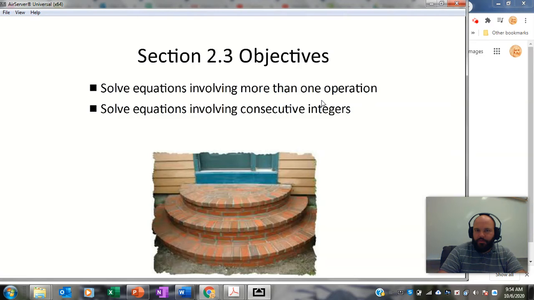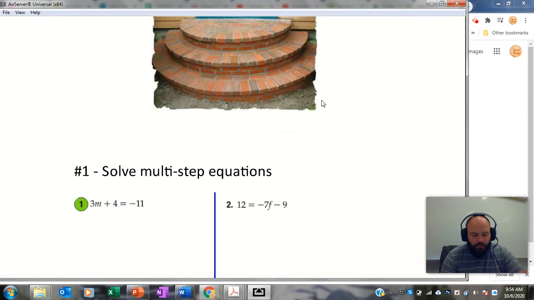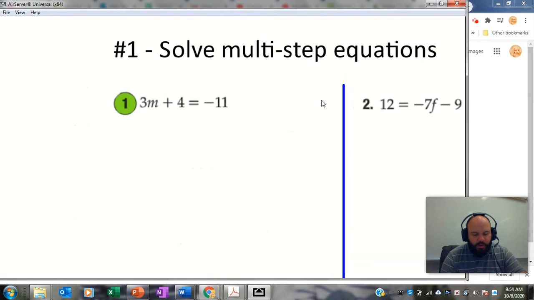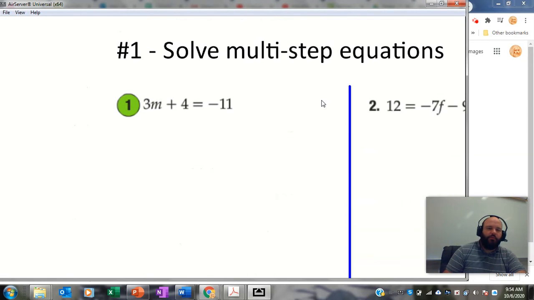So we are going to start into Chapter 2, Section 3. And Chapter 2, Section 3 involves solving equations with variables in them. And actually, not just single-step equations, but multi-step equations. So in the last couple of sections, we talked about solving single-step equations. Now we're going to move into not terribly complicated, but a little bit more complicated types of problems. So here is an example of what I'm talking about.